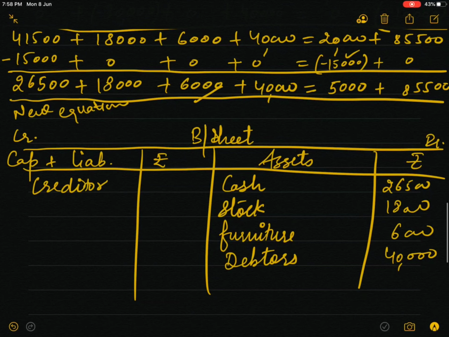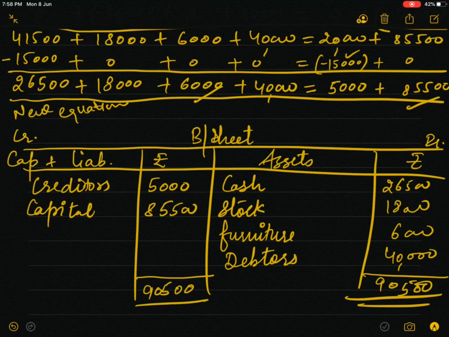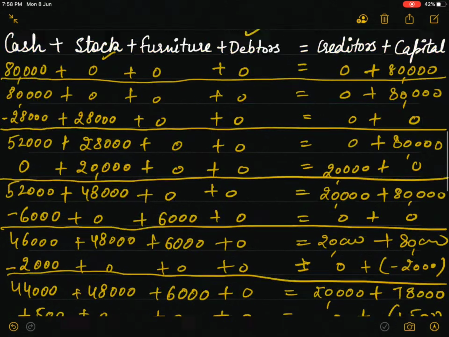Now come to this side. Creditors 5,000 and capital 85,500. Total: we know that the total of the asset and liability side is always equal. The total is 90,500 and 90,500. Total is equal. Solve the practical questions.